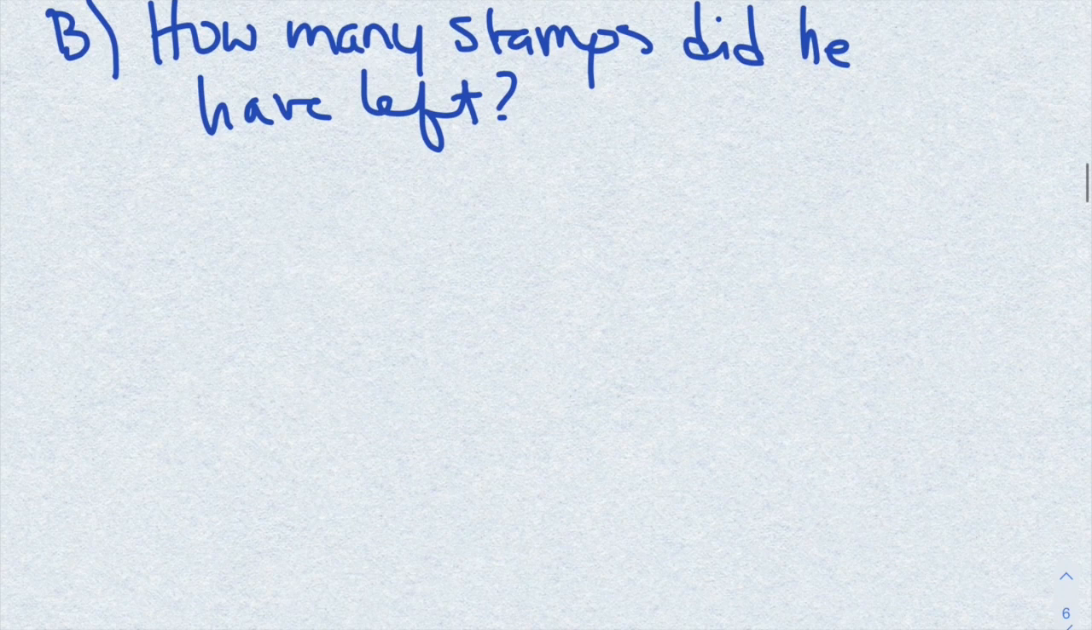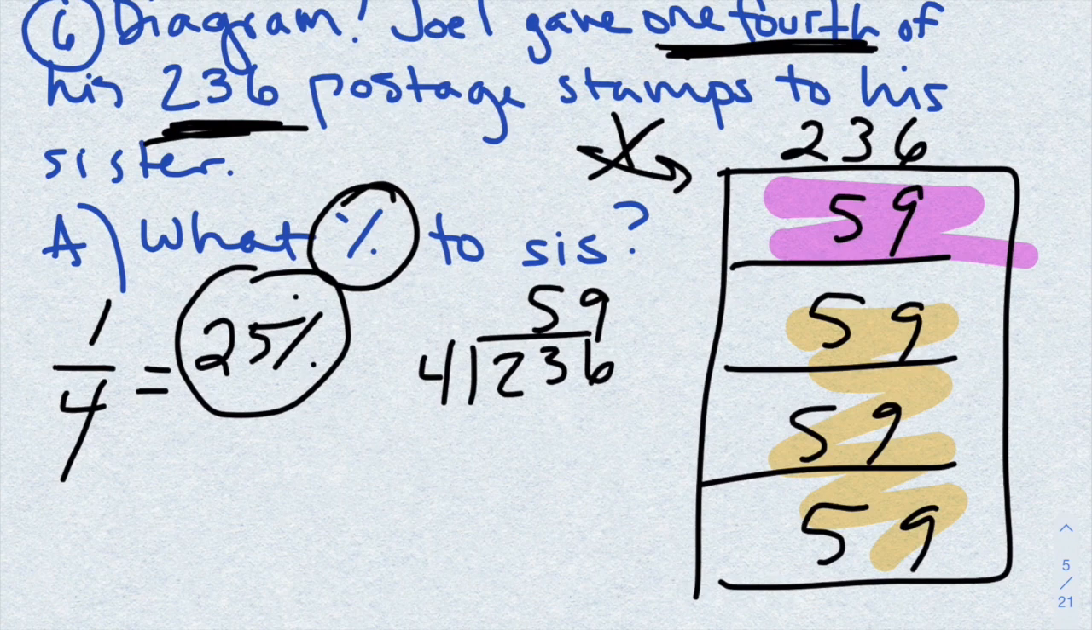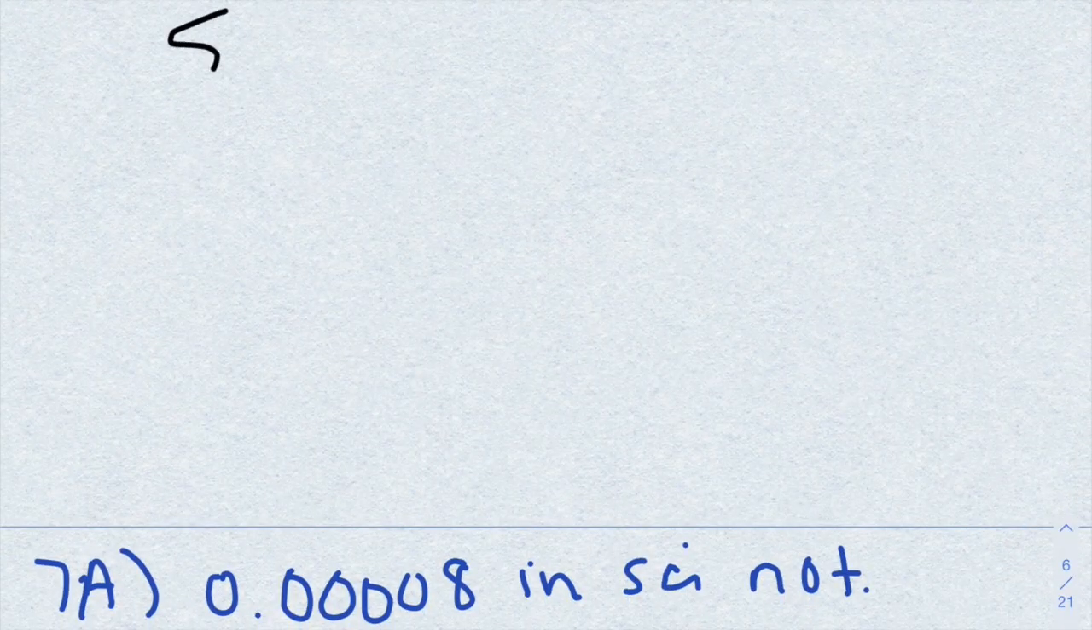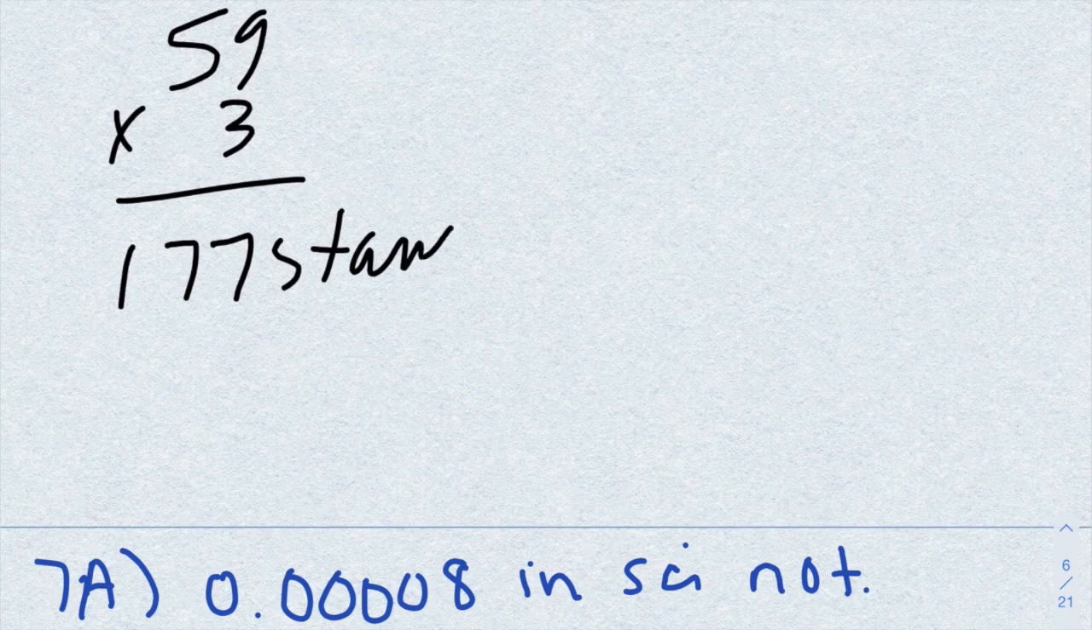Next part is, how many stamps did he have left? Well, I know that 1/4 went to his sister, which means that the rest of it goes to him. So I could do 59 times 3. That's going to give me 177 stamps.